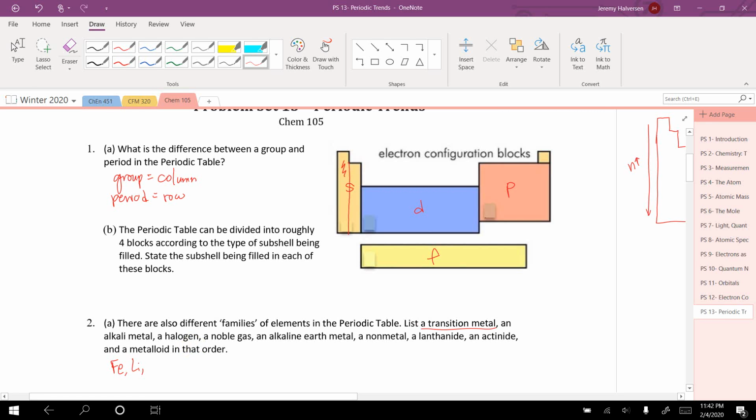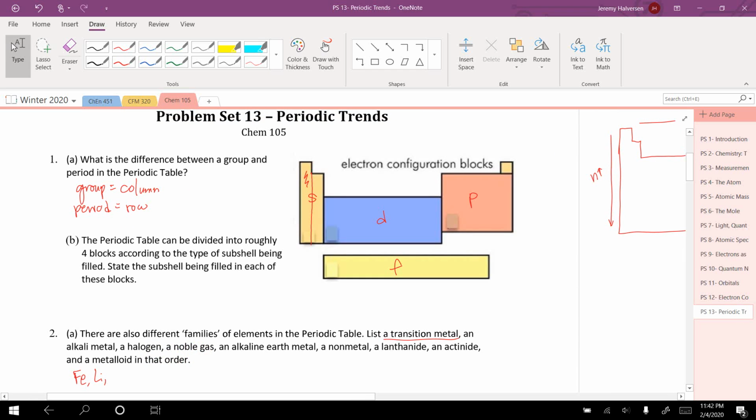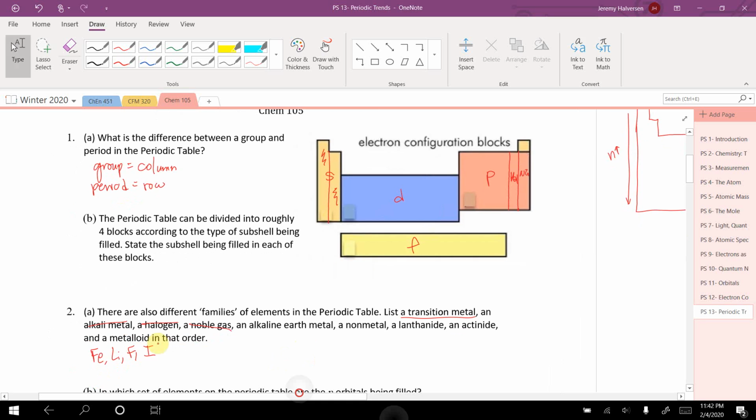Okay, halogen. So this is noble gases. These are now the halogens. So halogen could be like fluorine. So we've got alkali metal, we've got halogen, a noble gas, so those are the noble gases, so iodine is a noble gas. Alkaline earth metal is these guys, the second column. So let's say calcium is one of those.